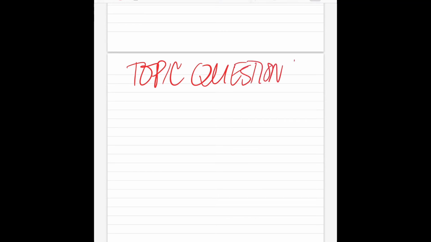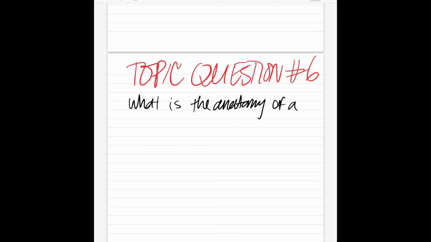All right, topic question number 5. Oh, excuse me, number 6. Topic question number 6. What is the anatomy of a longitudinal wave? Yesterday we did the anatomy of a transverse wave. I don't know why I was saying transversal, I was thinking longitudinal. Sorry. So transverse wave. What is the anatomy of a longitudinal wave?